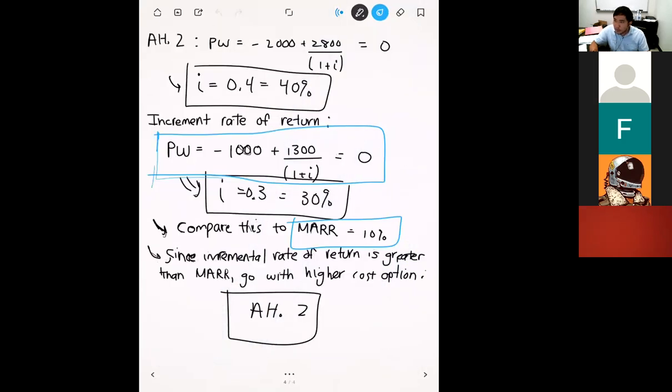The way I set up the formula was the same as I did for option one and option two. It's just that instead of doing option one, option two, I did the difference between them. Does that make a bit more sense? Okay, great. Any other questions on the example so far?